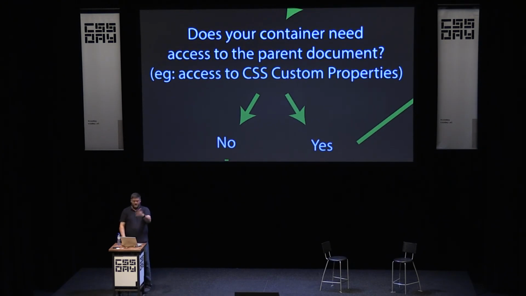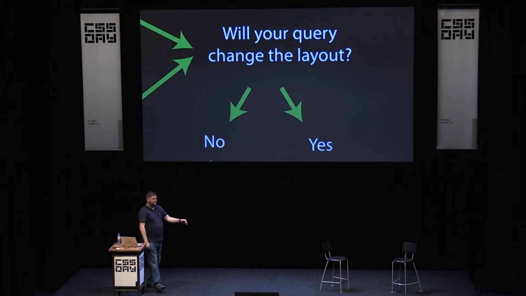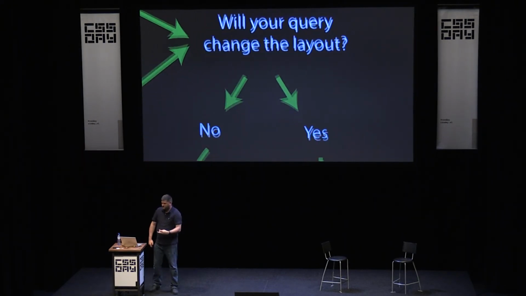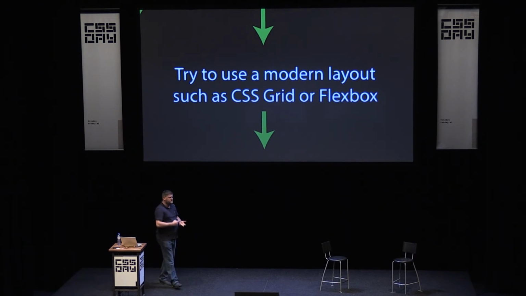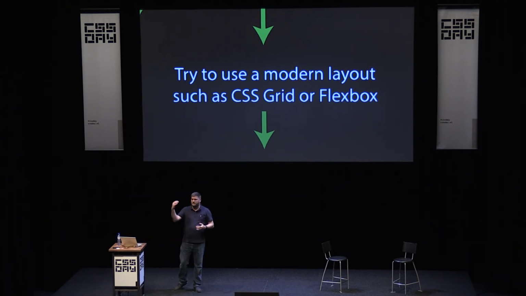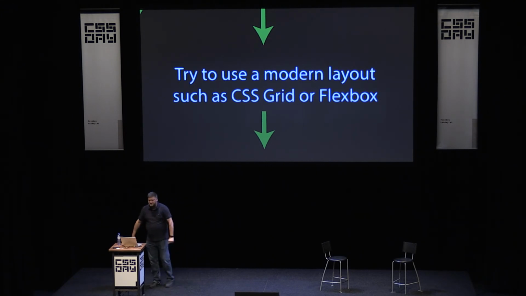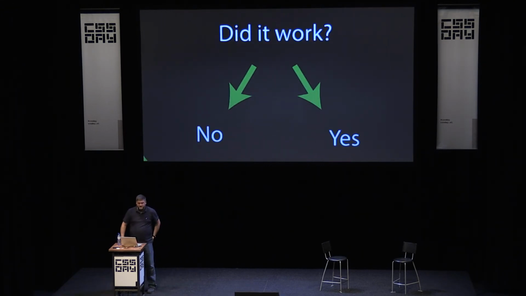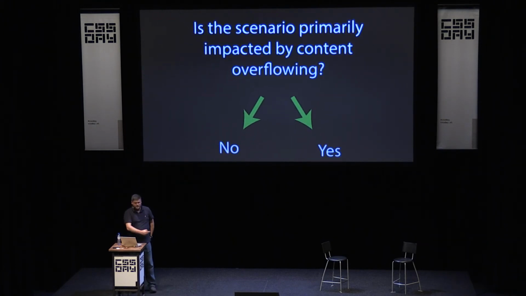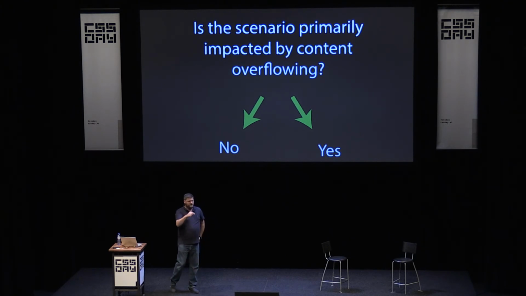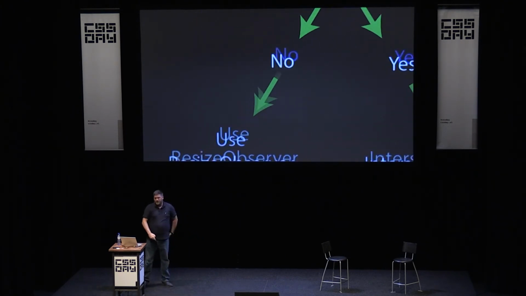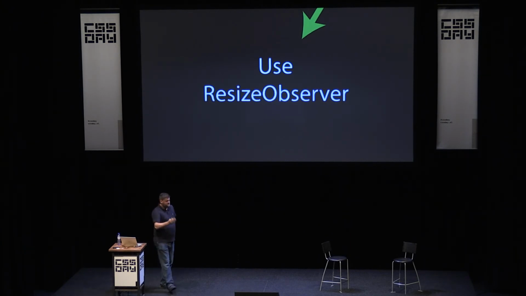Okay, let's assume none of that works out. Are you solely focused on trying to change layout? If that's the case, try to use modern grid, Flexbox, object fit, custom properties. Try to use calcs. I actually love that he covered responsive typography, because that was something I almost included here, but I already have too much and I'm already way too close on time, so I didn't include that. Did it work? No or yes? So no, is the scenario primarily impacted by content overflowing? So not the width changing, but what are you trying to avoid when the width gets to a certain size? If no, use Resize Observer, because you actually do care about the specific dimensionality of said box.